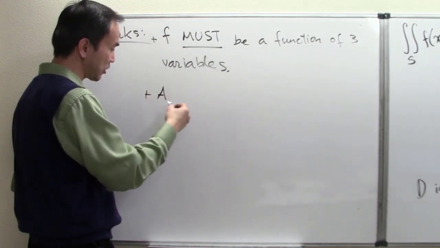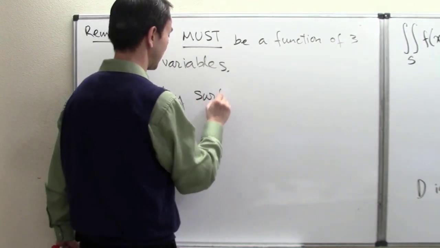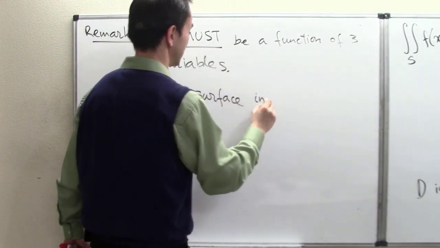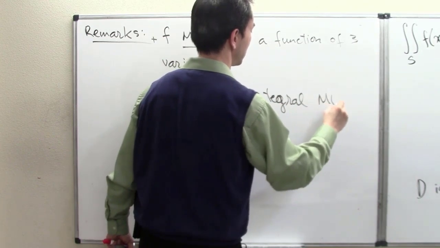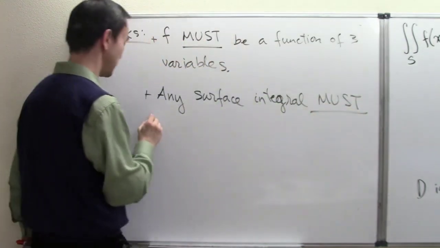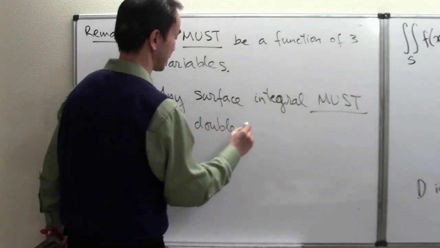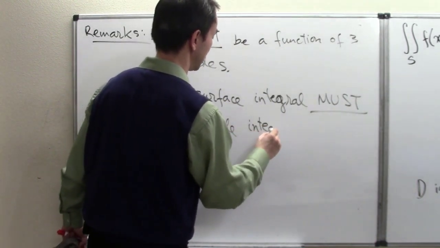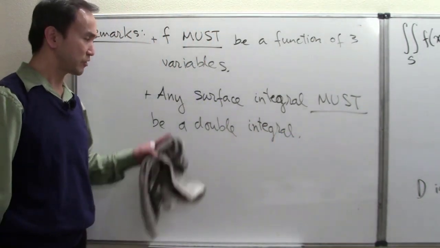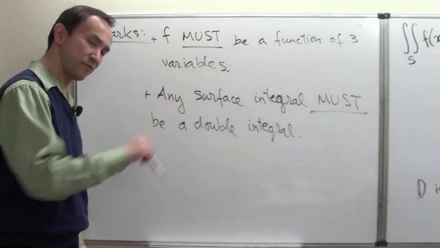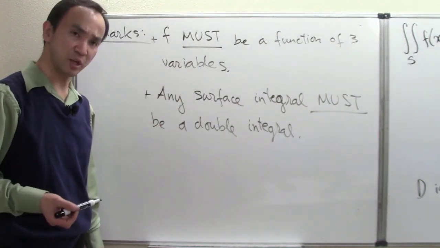The surface integral that we're doing, or any surface integral, must be a double integral, the way it is. All right, and after taking these 2 remarks, we are now ready to push into one example to demonstrate how we can do the calculation.